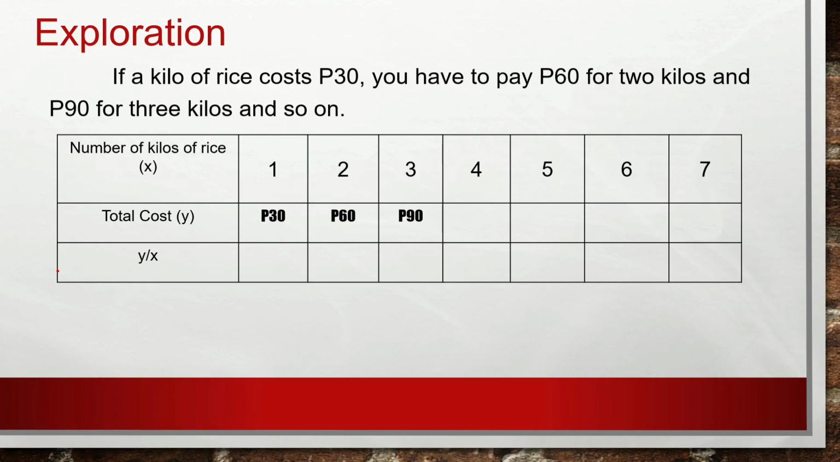I have this simple problem for you. If a kilo of rice costs 30 pesos, you have to pay 60 pesos for 2 kilos and 90 pesos for 3 kilos and so on. So, if we're going to complete the table, if I'm going to buy 4 kilos of rice, that costs 120 pesos. If I'm going to buy 5 kilos of rice, that costs 150 pesos. And for 6 kilos, that's 180 pesos. And for 7 kilos, that is equal to 210 pesos.